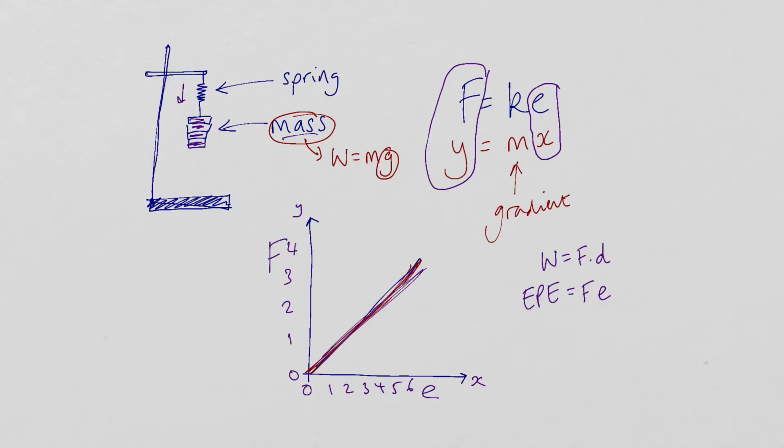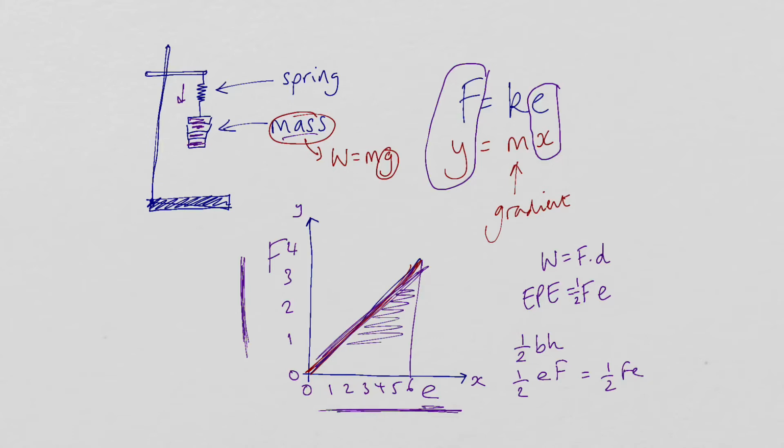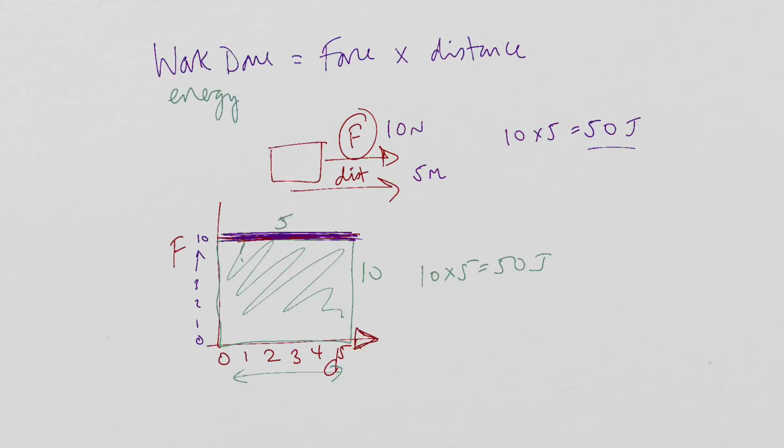This graph actually makes out not a rectangle, but a triangle. And the area of a triangle is half base times height. Or a half, or the base along here, is the extension. And the height is the force. So really, elastic potential energy is a half times force times extension. And that gives us the area underneath the graph, like we did with our work done example.